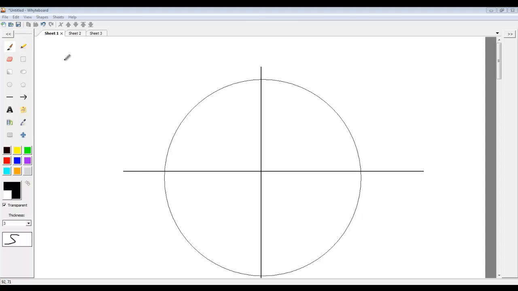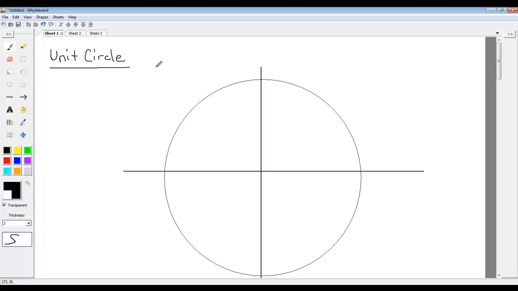Welcome back to trigonometry. Today we are going to look at something very important. It's going to be used throughout the rest of the course, and it's called the unit circle. We're going to look at where it comes from and then talk a little bit about how you're going to use it.